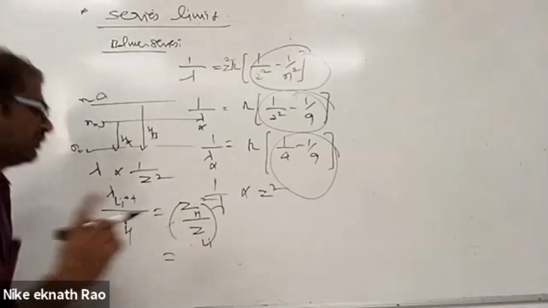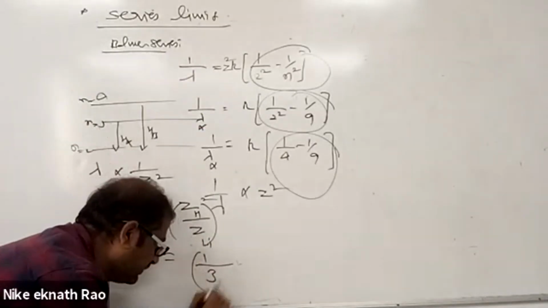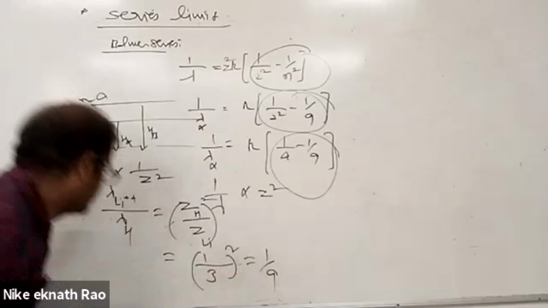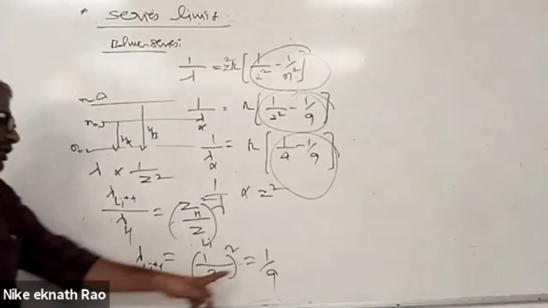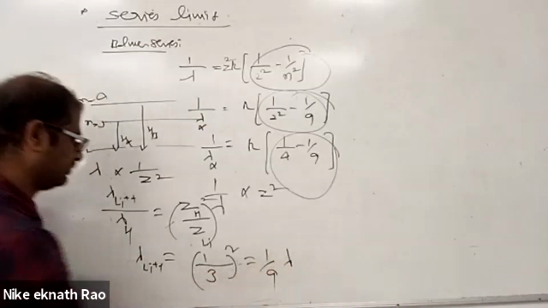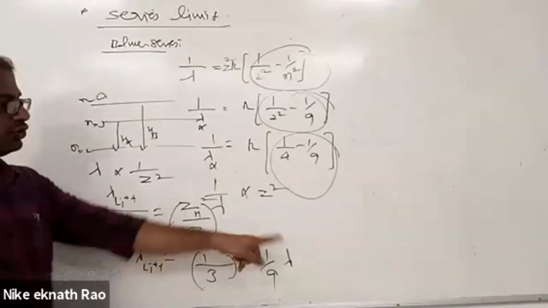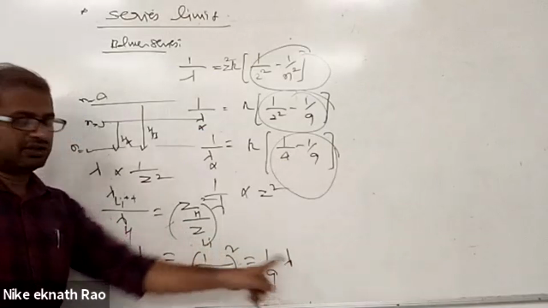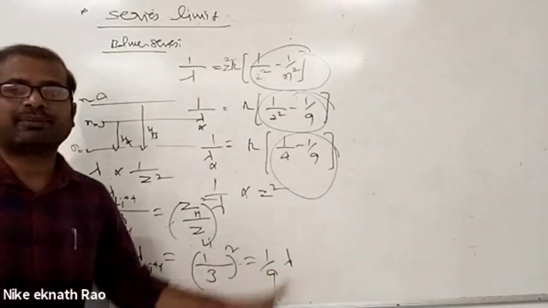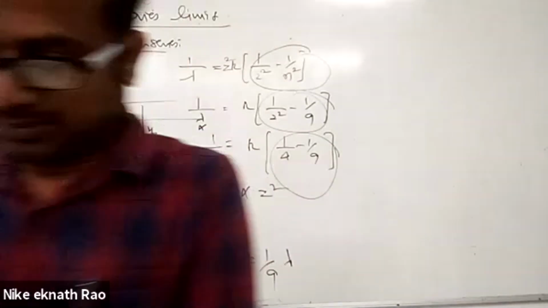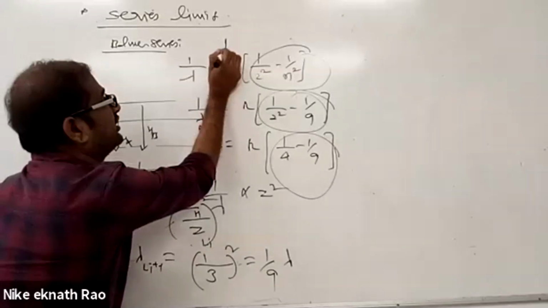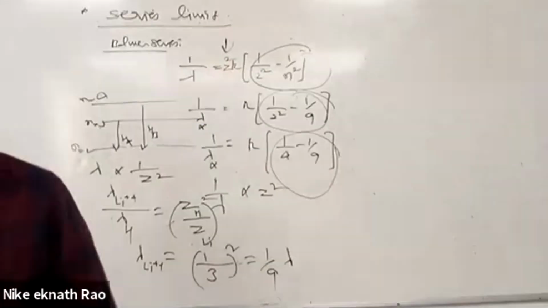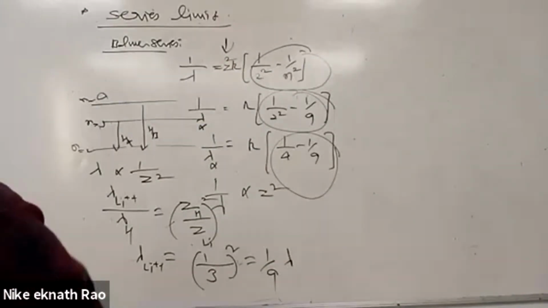Hydrogen atomic number is 1, lithium is 3, whole square is 1 by 9. Therefore lambda of lithium plus becomes lambda by 9. H alpha in hydrogen is lambda, and the same H alpha in lithium is lambda by 9. So don't forget this.